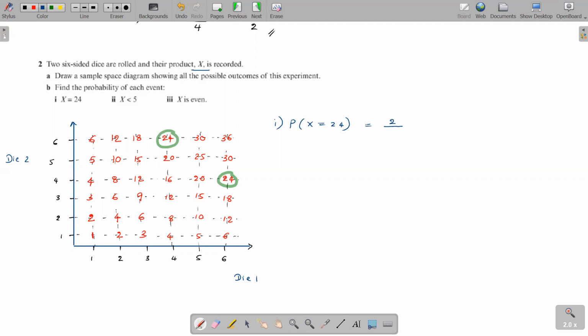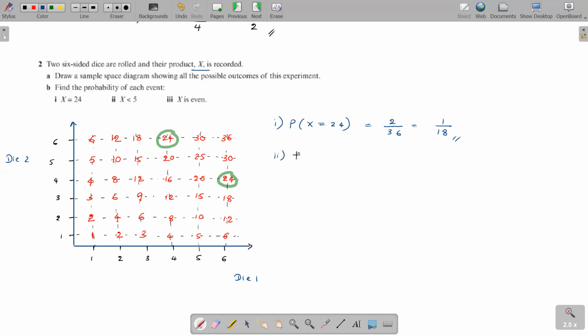So in this particular case, when x is 24, you can see there are two cases, right? So there are two outcomes where x is 24. So we write 2 out of the total number of outcomes, which is 6 times 6. There are 36 outcomes, right? So 2 over 36, which is 1 over 18. Agreed? That's the answer for Roman number 1.